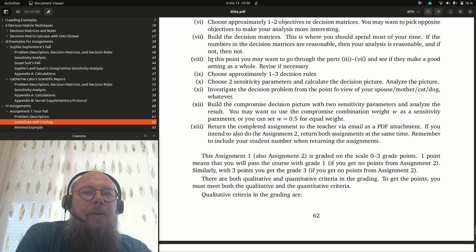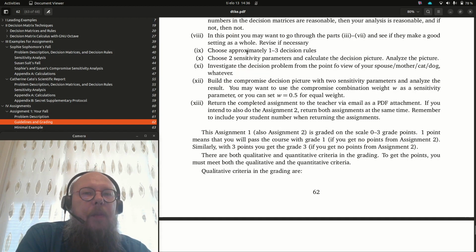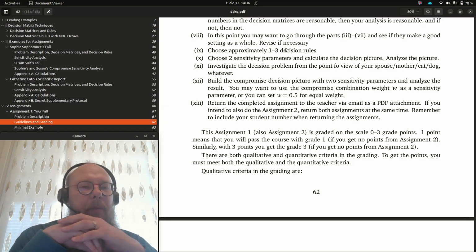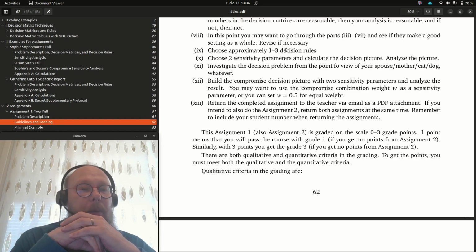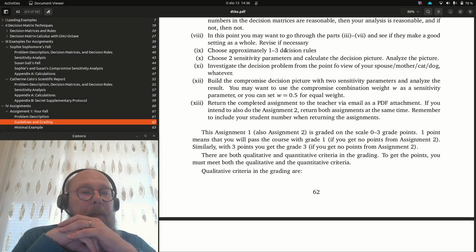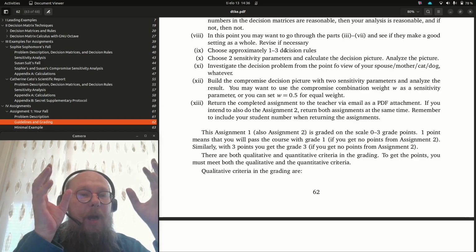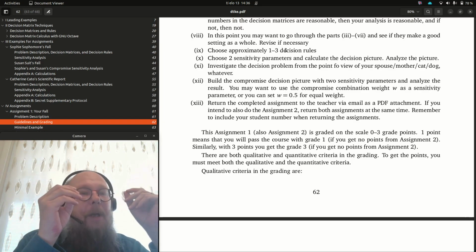Then point 8, this is the point where you want to go back to points 3 to 7 to see if they make a good setting as a whole and revise if necessary. Then point 9, you choose approximately 1 to 3 decision rules. Usually if you just used one decision matrix, then you use 2 or 3 decision rules, and if you used 2 multi-objectives, so you have two or more decision matrices, then maybe 1 decision rule is enough. Otherwise, you have lots of different combinations and it becomes a bit messy.